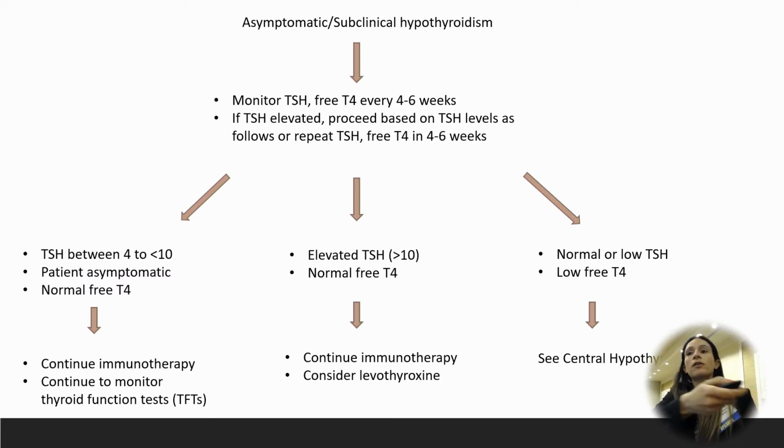For hypothyroidism, you do the same thing you will do for any patient with hypothyroidism. If they do develop it, you've got to put the patient on Synthroid. I think the important thing is that if the patient has a normal or low TSH with a low free T4, you have to think central. And if you think central, you've got to think, could it be hypophysitis?